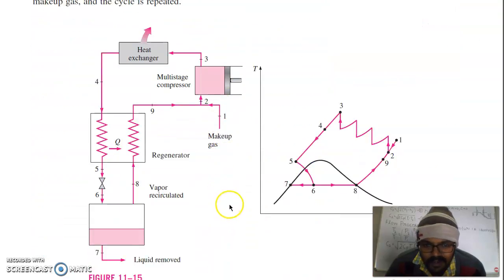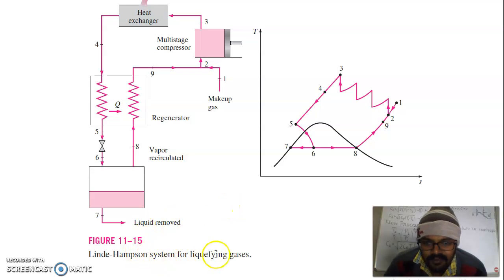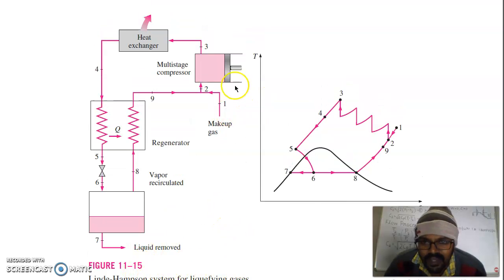We have this arrangement here. You can see this is the Linde-Hampson system for liquefied gases. In this we have a multi-stage compressor, which will take gas at 2. There is also an intercooling arrangement. After one compression, intercooling, then second compression, intercooling, third compression, intercooling, then fourth compression. The exit of the gas is at very high pressure. So this state 3 is at very high pressure.